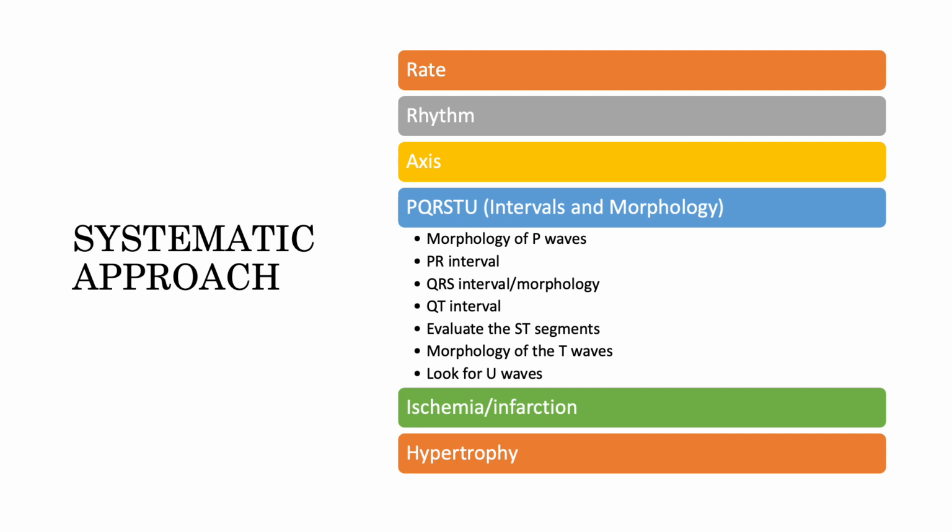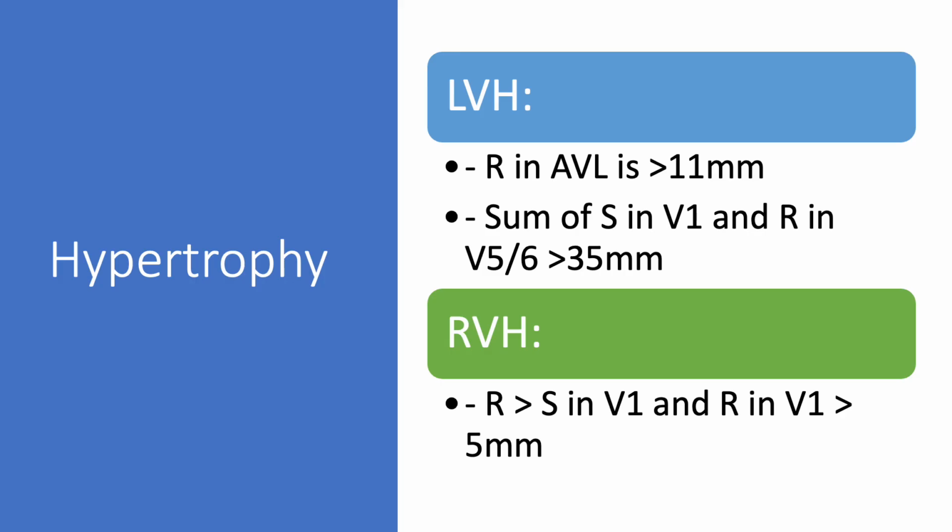All right, last up, we're going to talk about hypertrophy and the criteria for hypertrophy. For third year students, you should learn the criteria for left ventricular hypertrophy. Right ventricular hypertrophy is a little less required, but you should know how to identify left ventricular hypertrophy on an EKG. For more advanced learners, like fourth year students and residents, you should know the criteria for right ventricular hypertrophy.